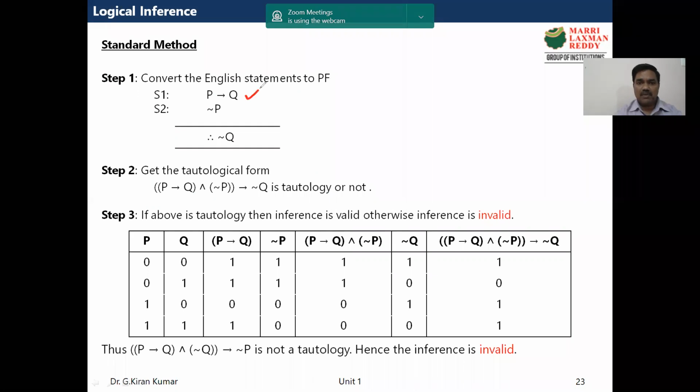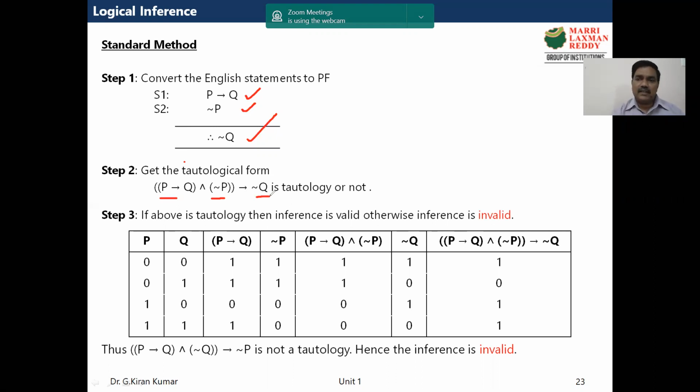Just now we discussed: P implies Q is the first statement, negation of P the second statement, and therefore negation of Q is the conclusion. Step 2 is get the tautological form. What is this tautological form? It is very simple: the first statement and second statement, whole implies the conclusion. The first statement is P implies Q, and the second statement is negation of P. Whole implies negation of Q.